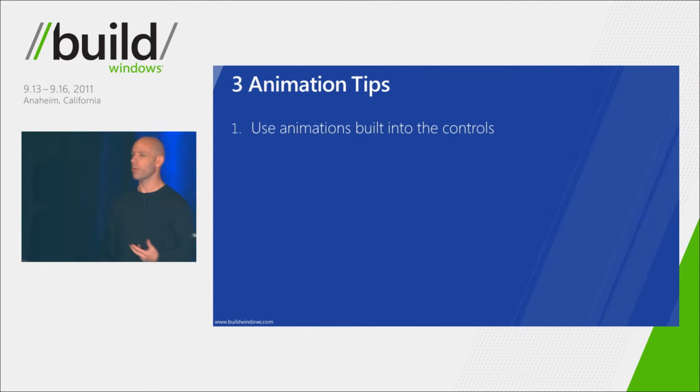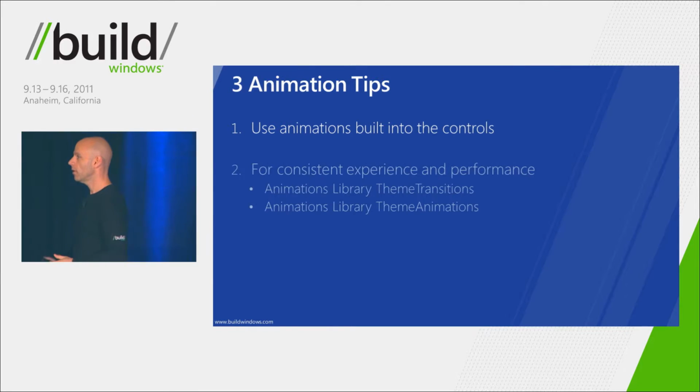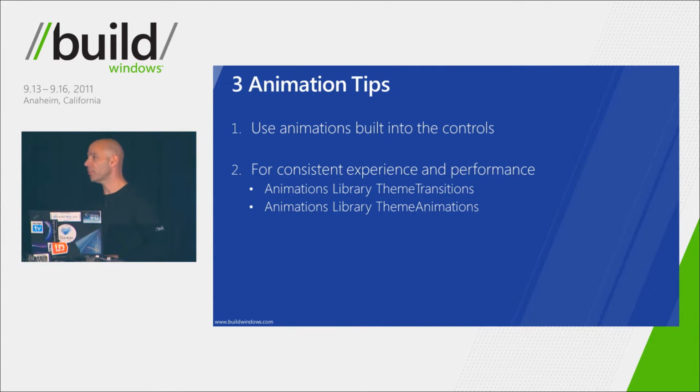So we talked about a lot with animation, and we've got a bunch of demos to go through. I want to show what those tips are that I mentioned along the way. First, you want to use the animations built into the controls, which is easy. You just drag the grid view on, or one of those controls, and you get the animations out of the box, or progress ring. Those are fast. For consistent experience performance, when you need to add an animation of your own, you want to pull in one of these theme transitions or theme animations from the animations library.